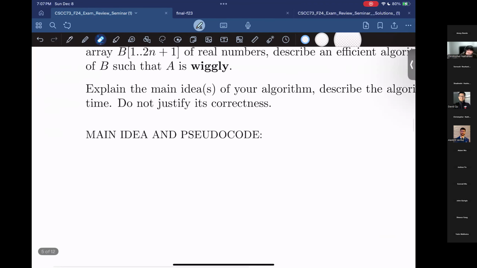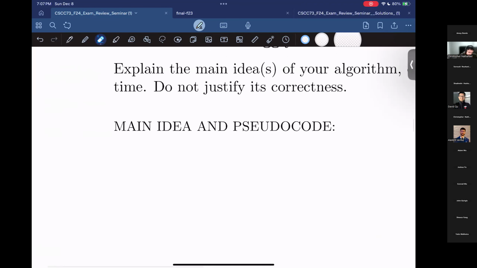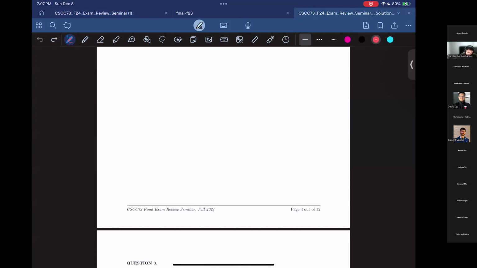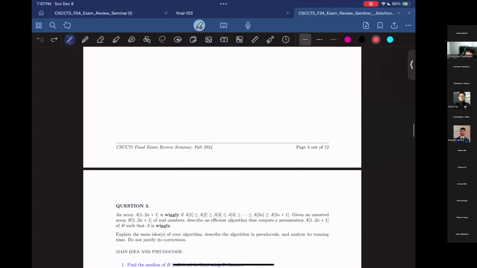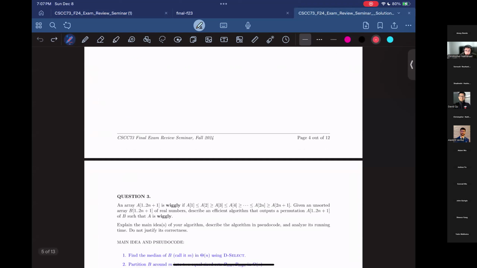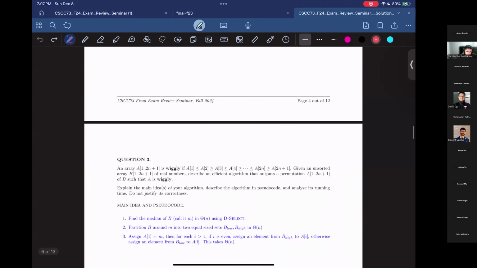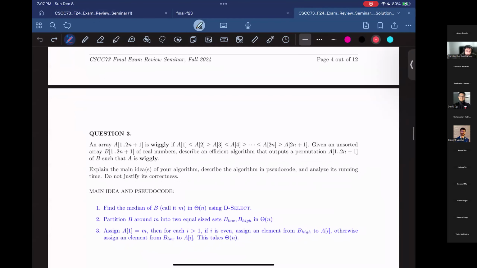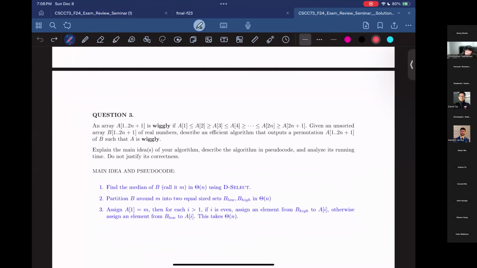So, what if we first get the median of B with the deselect algorithm, and then from there we can split B into two equal sized parts, called B low and B high, around the median. Yep, this is an order statistics problem. And then we can assign the median to be the first value. Then we alternate back and forth, taking from B high, B low, B high, B low, to make it wiggly until we run out of elements.